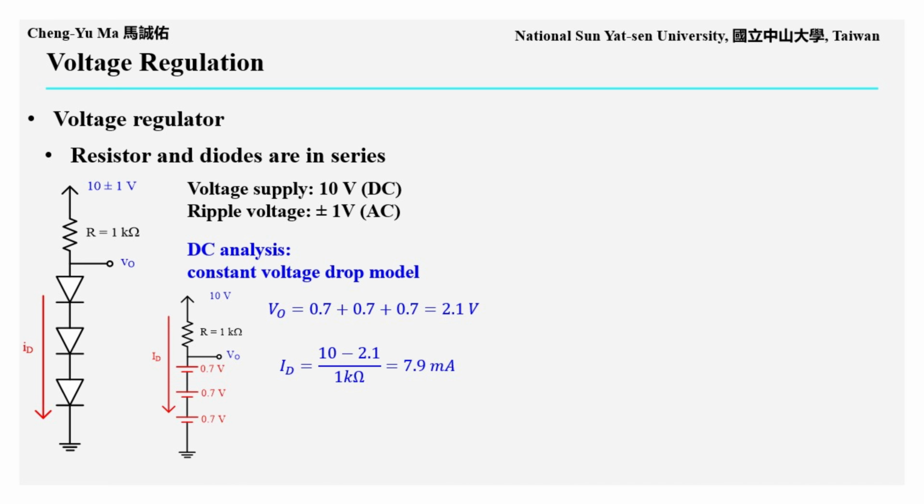First, we perform the DC analysis using the constant voltage drop model. Each forward bias diode has a voltage drop of about 0.7 volts. Therefore, the output voltage is approximately 0.7 plus 0.7 plus 0.7, which is 2.1 volts. The diode conduction current is the same as the current through resistor R. It is 10 volts minus 2.1 volts, all divided by 1 kilo ohm, which gives 7.9 milliamps.